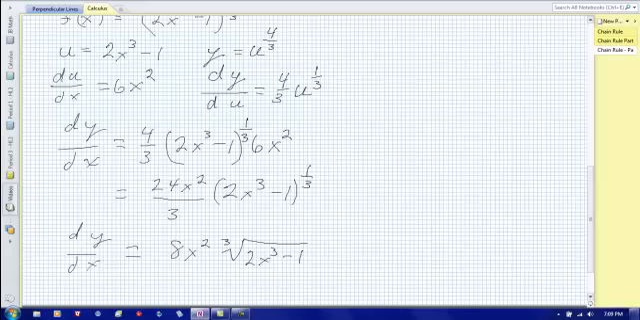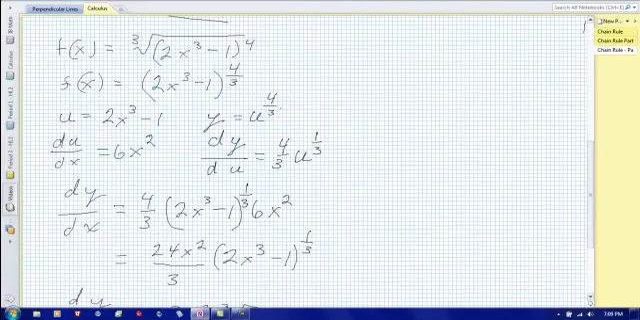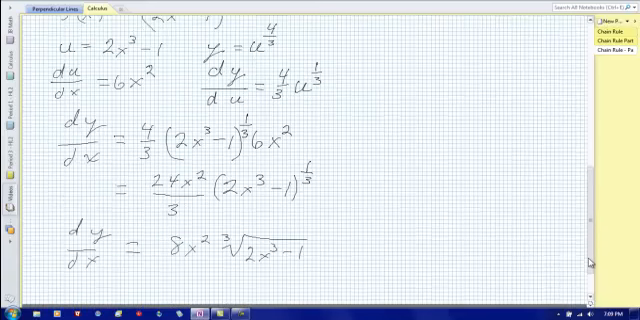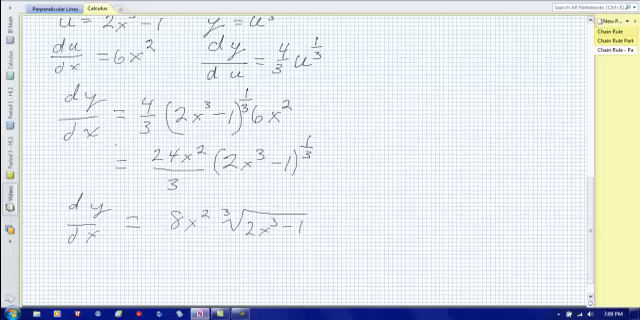Okay. Going back up here. This is what we started with. We broke it into the inner function and the outer function, took the derivatives of each, and put them together, replacing the u with the inner function, 2x cubed minus 1 here. Then we got all this, we put it together and simplified a little bit.